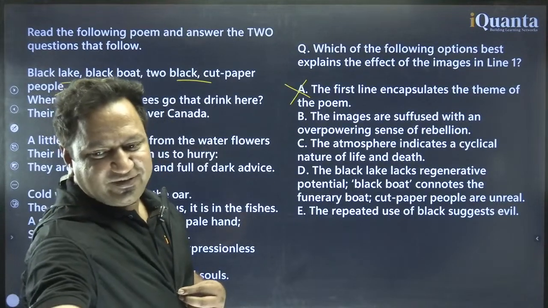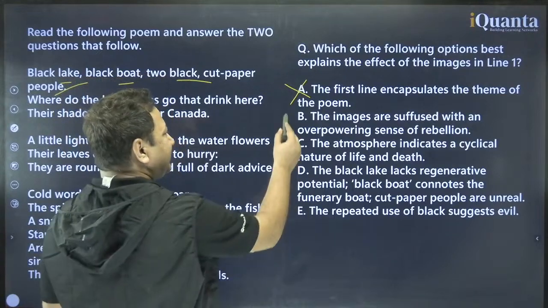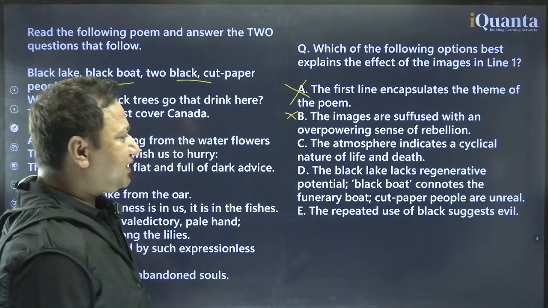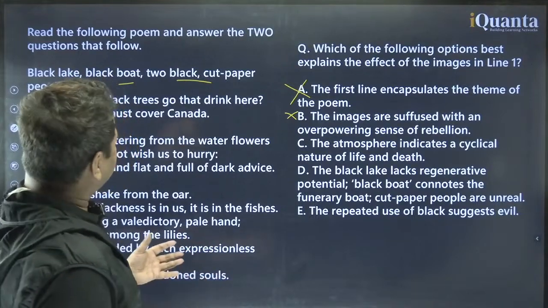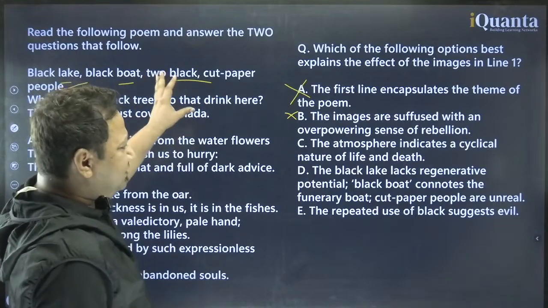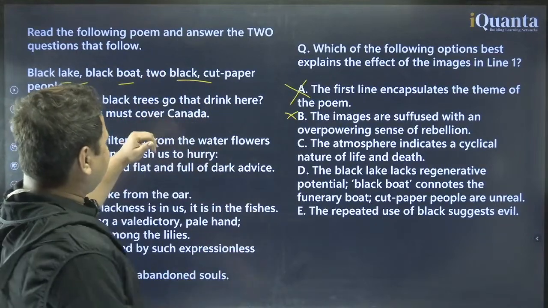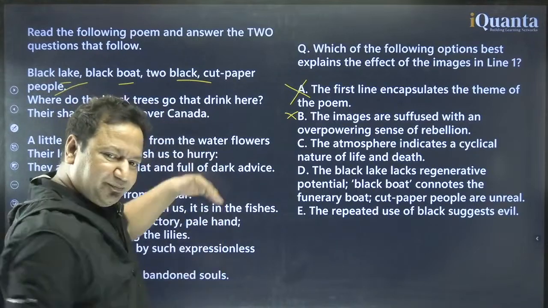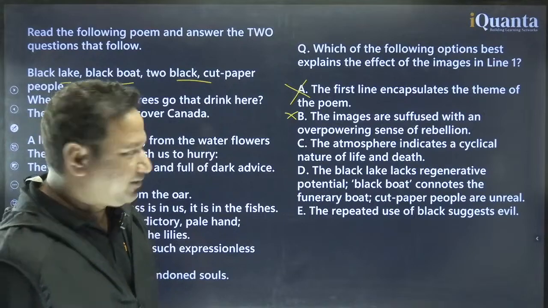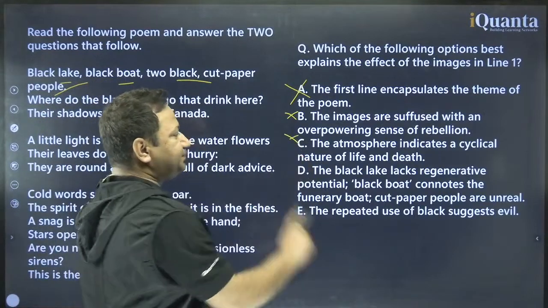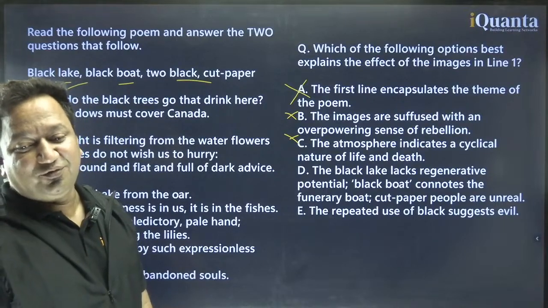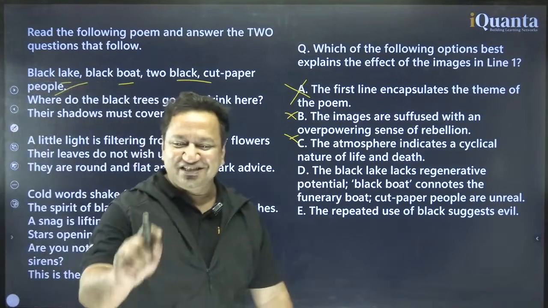Varsha, yes. Very good, Varsha. It's melancholic, yes. Another option says the atmosphere indicates a cyclical nature of life and death: black lake, black boat, two black cut paper people. It's not about death. We cannot see that. It can come in the other stanzas, but not in the first line. Not really. A lot of you have marked C, and now I feel that a lot of you who marked C want to change your answers, isn't it?